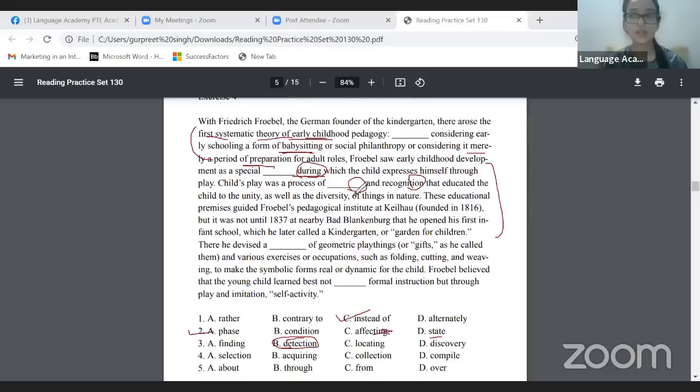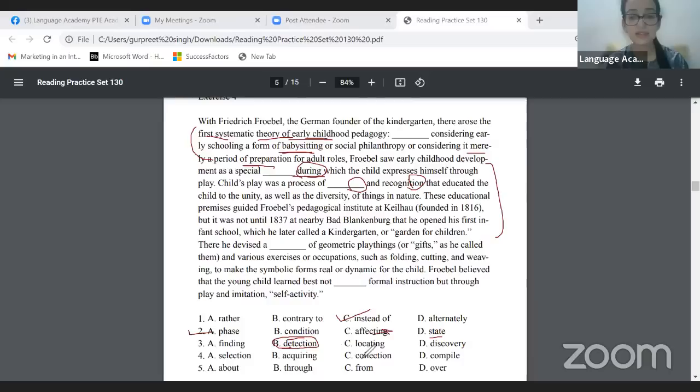The word detection is used when we find out something which was lost, which is not visible, which is invisible, or which is kind of not showing up. That's when we use the word detection. Like we say detection of minerals under the rocks. So we are trying to find that out. But child's play was a process of detection doesn't make any sense, rather discovery.